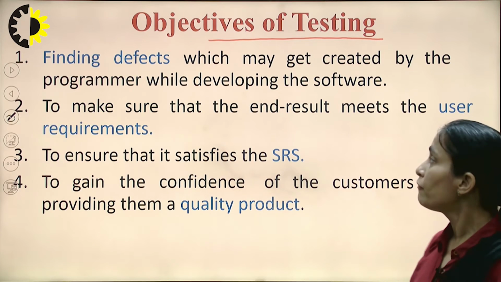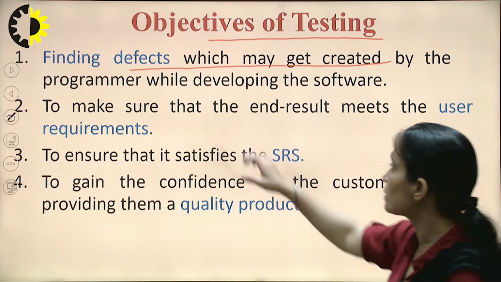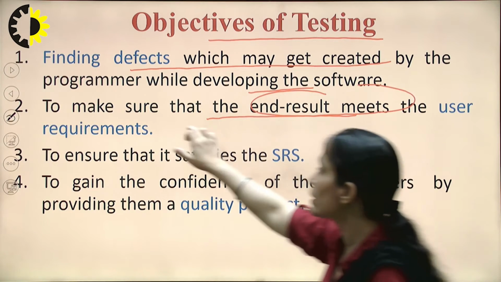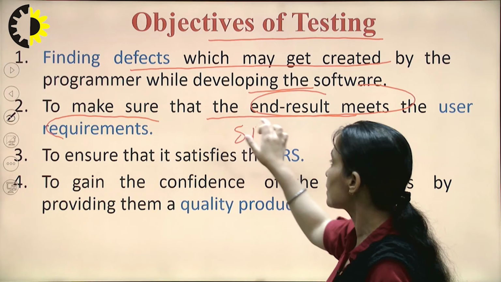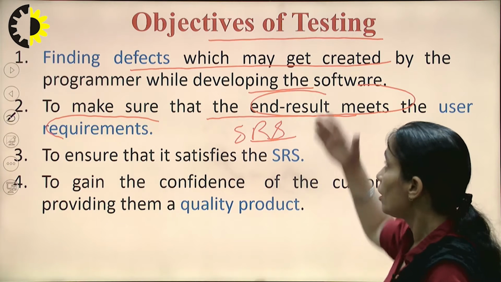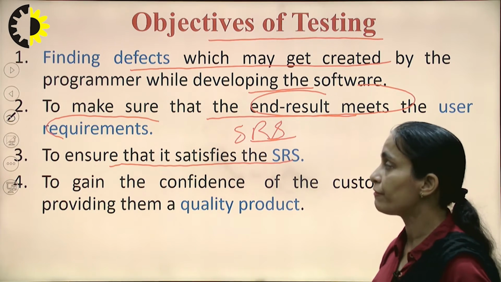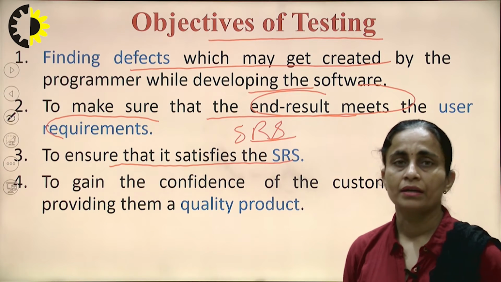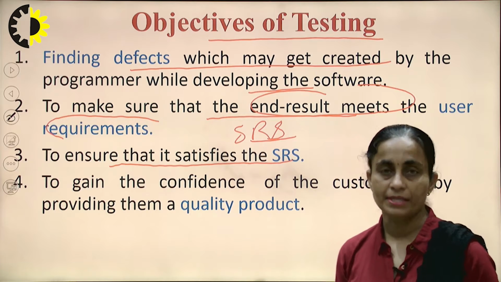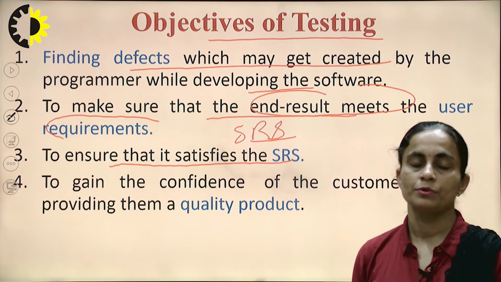Objectives of testing means finding the defects that may have been created by the programmer when developing the software, and making sure that the end result meets the user requirements mentioned in the SRS. If it is not meeting them, that means somewhere we are wrong and we should correct it. That is, the objective of testing is to ensure that the software satisfies the SRS, whatever has been fixed between the customer and the developer in the SRS document, prepared by following any model. So we started from the software requirement specification, then moved ahead to the design phase, then the implementation phase, then the testing phase, and then we proceed towards the maintenance phase.